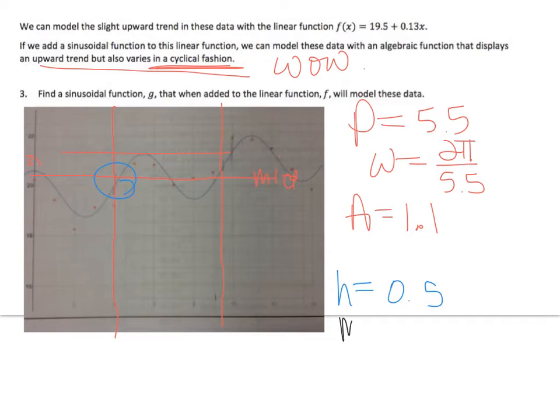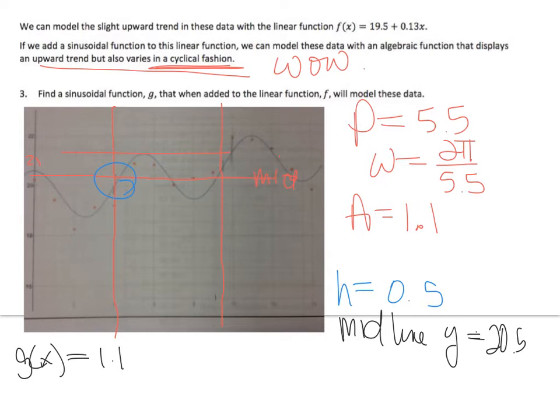And then the midline. Goodness, y equals, I don't know, 20.5. Okay, basically on this one, students' answers will vary. So let's try to write an equation. G of x equals my amplitude, sine my omega. We're going to keep it at 2 pi over 5.5. x minus, I think about 0.5, plus 20.5. Okay, that's messy.